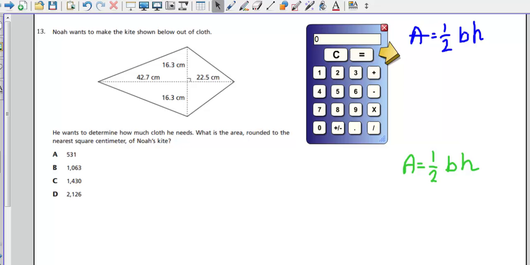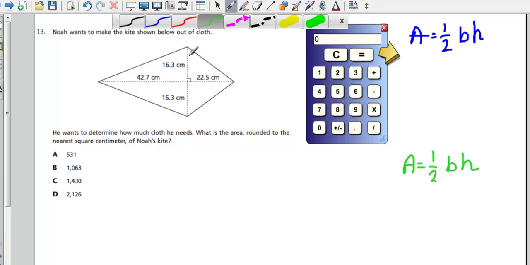The first thing you have to recognize is that we really are looking at a compound figure here. We need to break the shape up into shapes that we have formulas for. You could break it up into 4 separate triangles, but I'm going to propose we break it up into 2 separate triangles. So one method is to break it up going this way. Here's one of the triangles and here's the other one.